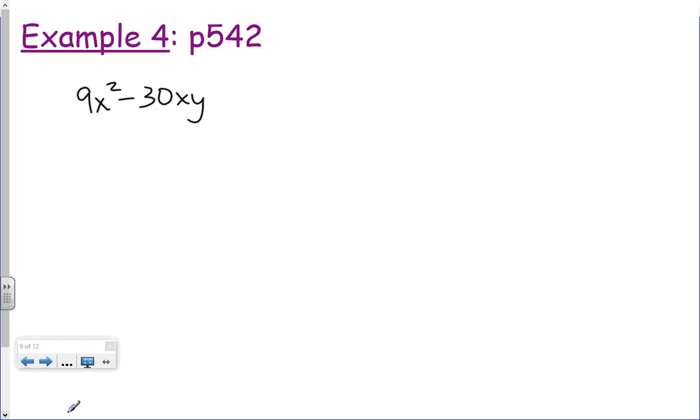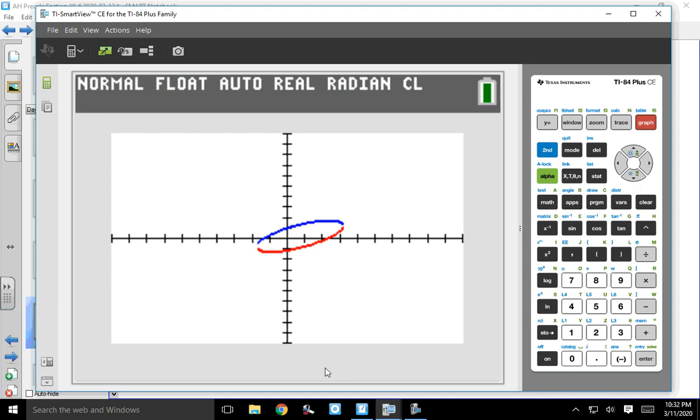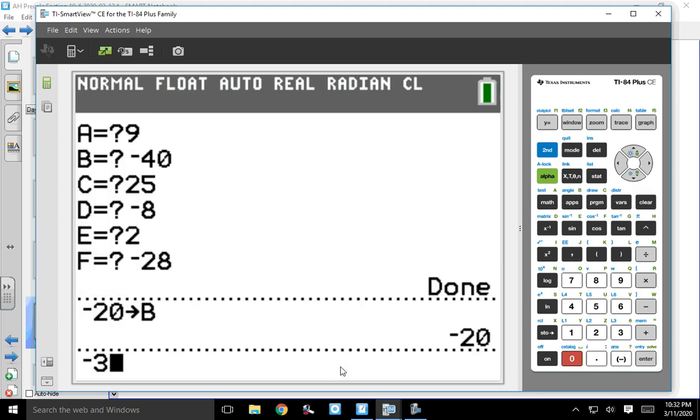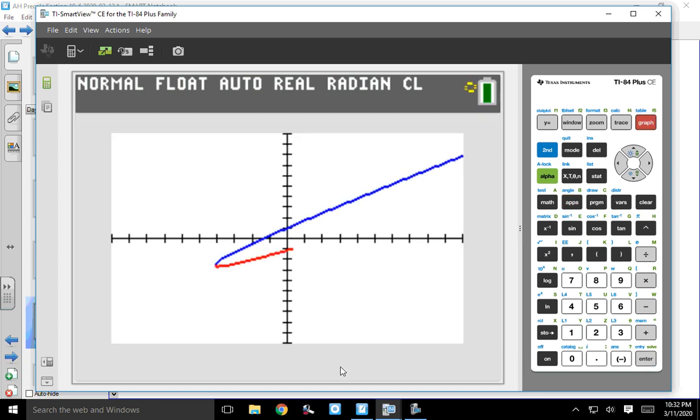Well, you probably can predict already based on the previous two graphs that we saw there what this is going to end up being, but let's see what we end up with. So plus 25y squared minus the 8x plus the 2y minus 28 is equal to 0. All right, let's go ahead and punch that into our calculator and see what we end up with. Again, the cool thing about that program you got there is I can just change the value of b to negative 30 this time. And when I graph that, it will regraph it for me.